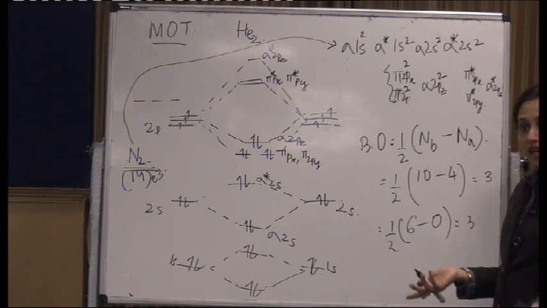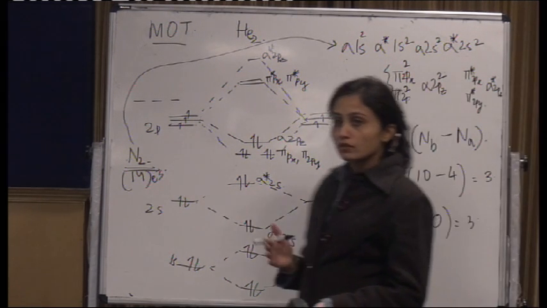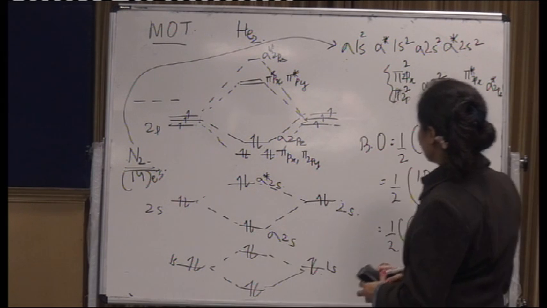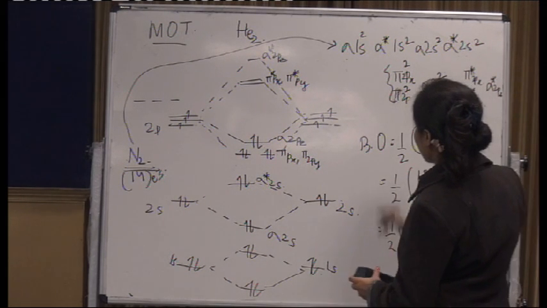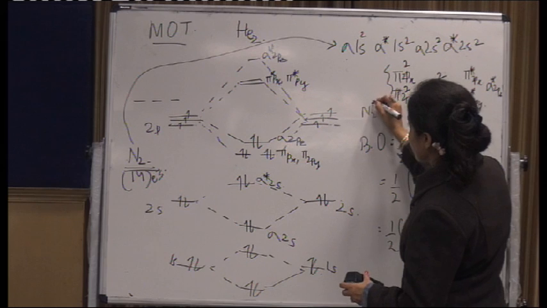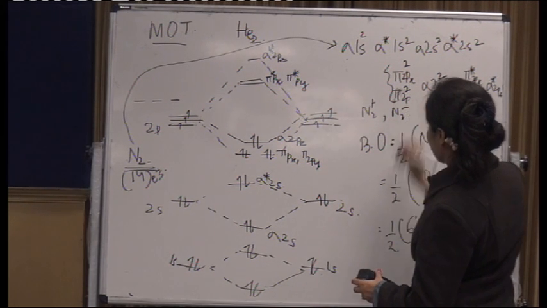If you can just write down the final configuration, okay? Now tell me the bond order for N2 plus and N2 minus.